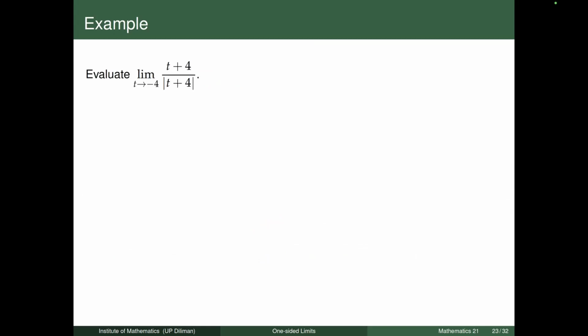Okay. Now let's consider this problem. Here, the absolute value reappears. So firstly, how do you define the absolute value? The absolute value of t plus 4 is itself if the argument t plus 4 is greater than or equal to 0. If it is less than 0, you just remove the bars and you put a minus sign. Okay? You put a minus sign there.